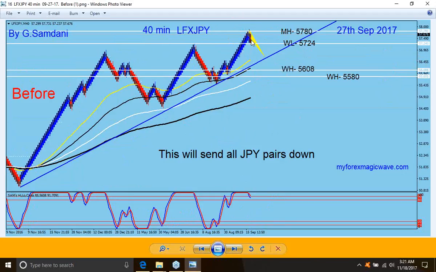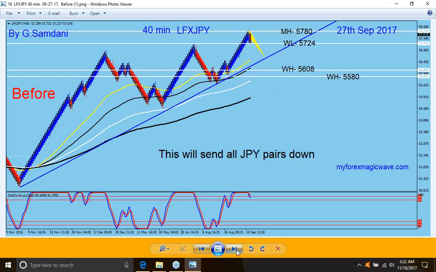On the 40-minute chart, it needed to come back to the TL at least, if not drop to 55.80 or 56.08, right? If we break the TL, then the target would be this band here. But I said this will send all yen pairs down, September 27. So we started the journey from here, and I've been watching this chart on the 20-minute as well. It was wobbling a little bit but kept coming down.